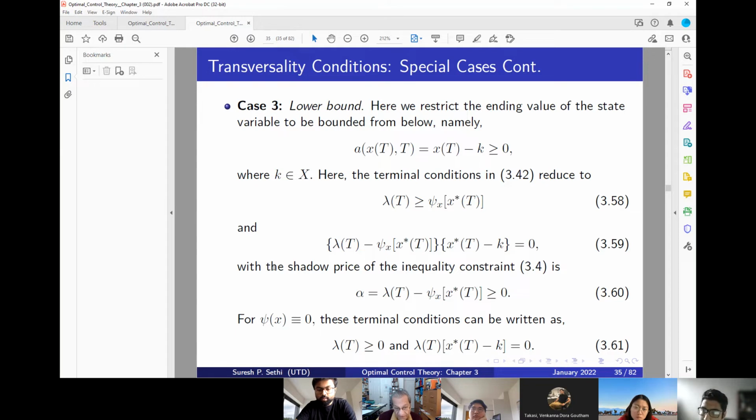And with the shadow price, so the shadow price of inequality constraint 3.4. So case 3, lower bound. We have this on lambda, but also with the lower bound, we have alpha, and alpha is bigger than or equal to 0. And for psi_x identically equal to 0, we have this condition.